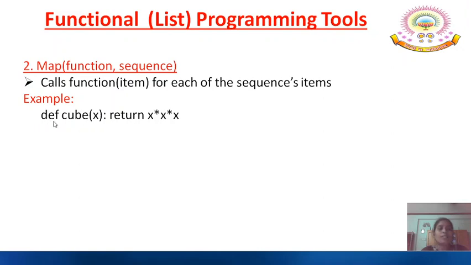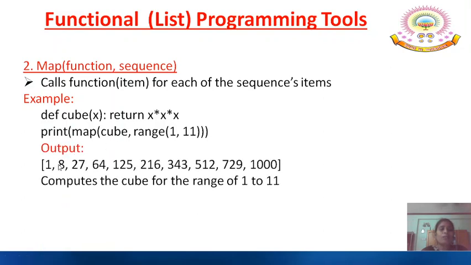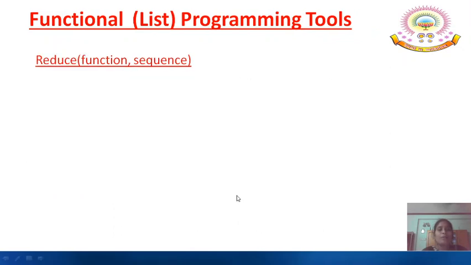Def means it is a function. What you are defining is a cube function. Whatever item you give, that will be multiplied 3 times and it will return that value. So now we are calling the cube function with the range between 1 to 11. That means 1 cube is 1, 2 cube is 8. Like that you are going to do 1 to 10. So it is printing 1, 2 cube is 8, 3 cube is 27, 4 cube is 64, 5 cube is 125. Like this it is doing up to 10 values.